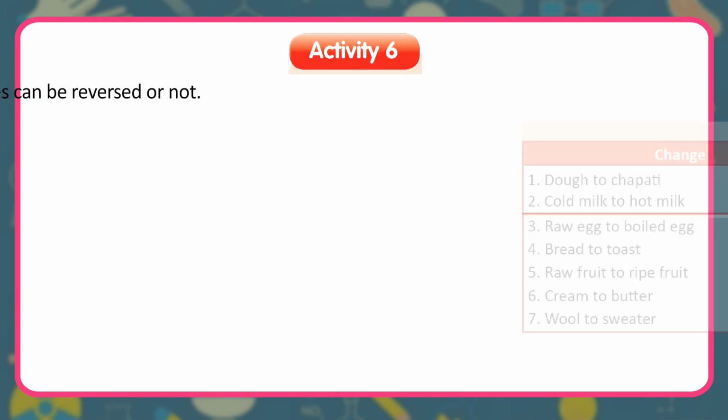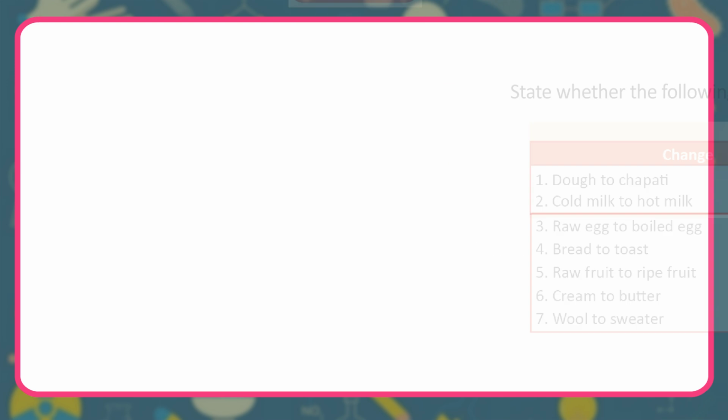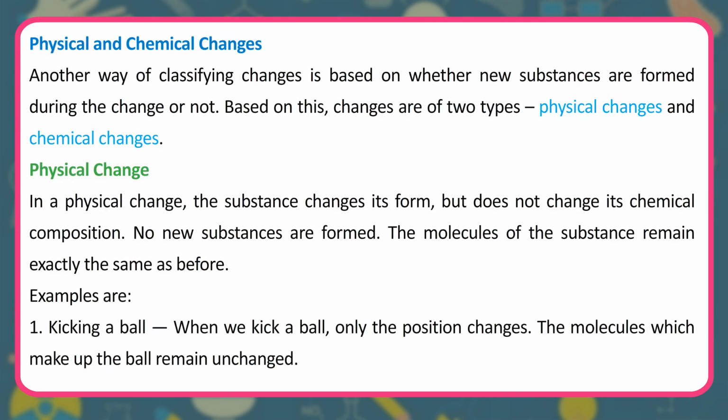Activity 6. State whether the following changes can be reversed or not. Table 6.1. Change. Can be reversed. Yes, no. 1. Dough to chapati. 2. Cold milk to hot milk. 3. Raw egg to boiled egg. 4. Bread to toast. 5. Raw fruit to ripe fruit. 6. Cream to butter. 7. Wool to sweater. Physical and chemical changes.